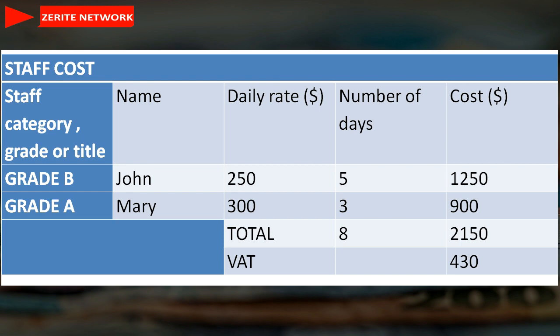And so the total, as far as you're concerned, is that John will earn $1,250, while Mary is going to earn $900. So the total will give you $2,150 plus the VAT, the value added tax, which in this case, we are assuming it's $430. So that is an example of a price schedule.